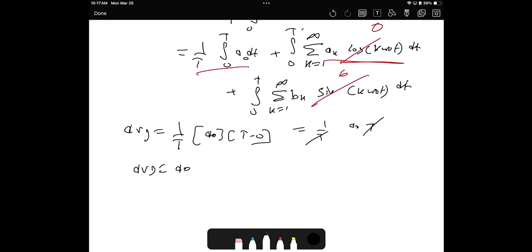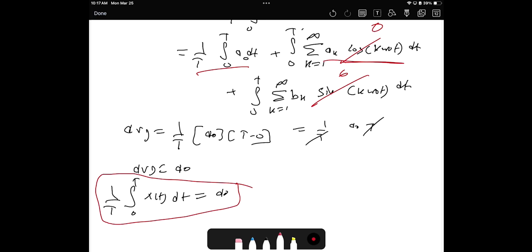What do we know about the average? Again, it's 1 over T, the integral from 0 to T, x of t dt, equal A naught. This is the formula that we know. Right? Does this make sense?